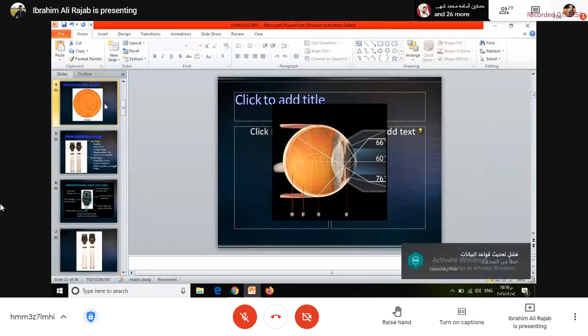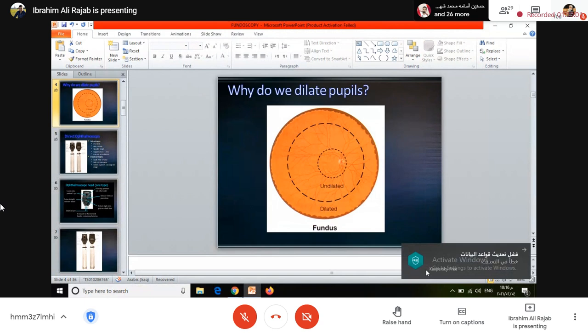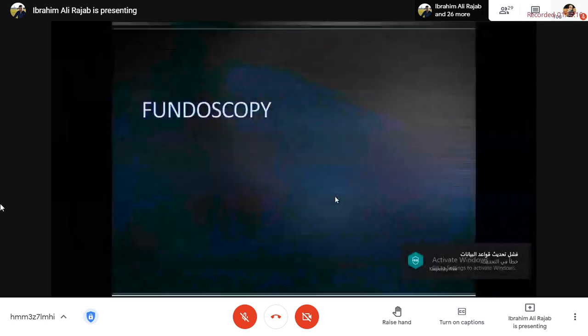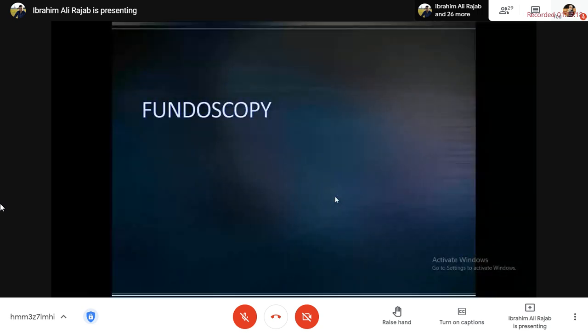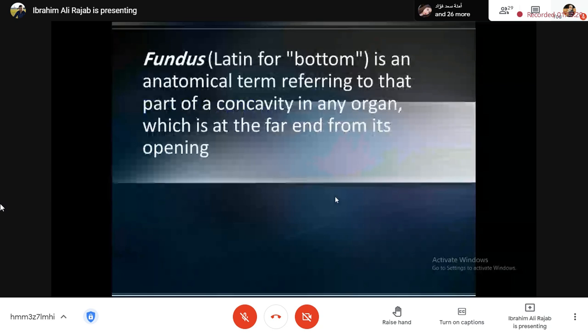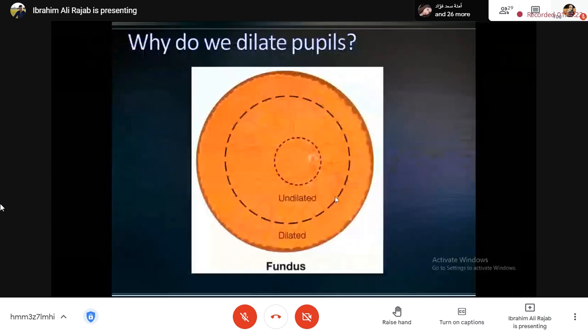Why do we want to dilate the pupil if we want to examine the retina? To visualize the peripheral retina. Good. Can you tell me how we dilate the pupil, by which agents?